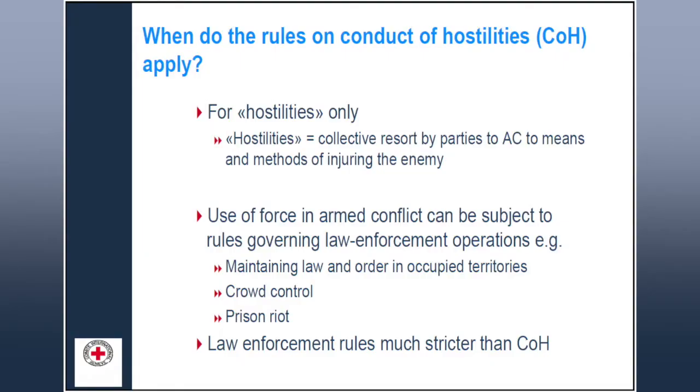So in terms of introduction, my first reminder is that the rules on conduct of hostility, of course, apply in armed conflict, but they apply only for hostilities. There are situations of use of force in armed conflict which are not governed by the rules on the conduct of hostility, and we might tend to forget that. So there are also situations where even the armed forces might have to use force not under the conduct of hostility, but under the law enforcement, the rules governing law enforcement operations. You have a few examples: maintaining law and order in occupied territory, crowd control, and in detention settings.